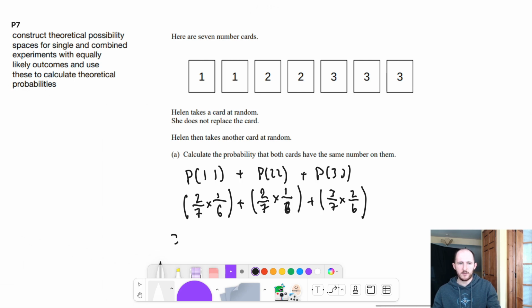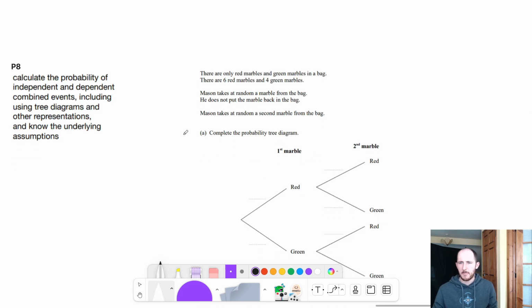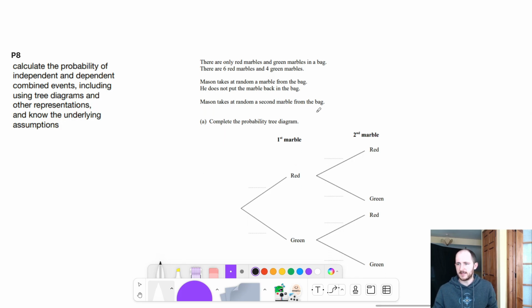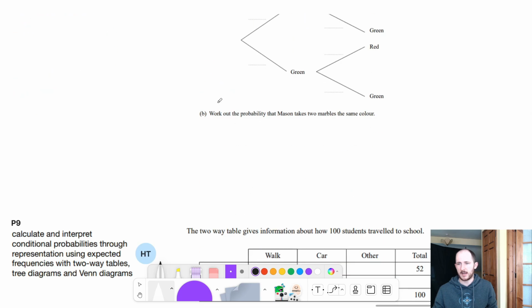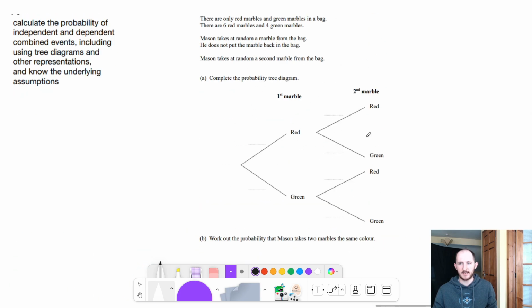Gives me 5 over 21. Which is not that likely, which does kind of make sense. Part 8. Calculate the probability of independent combined events using tree diagrams. So again, you're going to do the exact same thing with a tree diagram, and then you just need to work out probabilities. We have done a question exactly like this before, so feel free to pause the video and have an attempt.